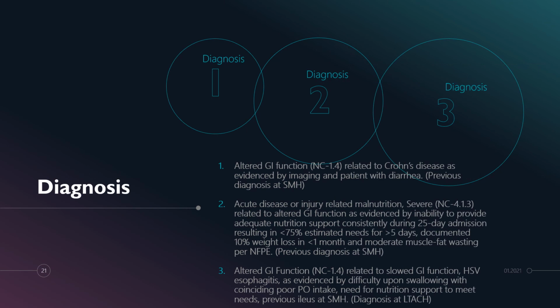We did go through 3 different diagnoses for MTL during her stay. So the first 2 were previous diagnoses at Sparrow Main Hospital. Ultimately, when I saw her, the diagnosis became altered GI function related to slow GI function, the HSV esophagitis, as evidenced by difficulty upon swallowing with coinciding poor PO intake, the need for nutrition support to meet needs, and the previous ileus at Sparrow Main Hospital.